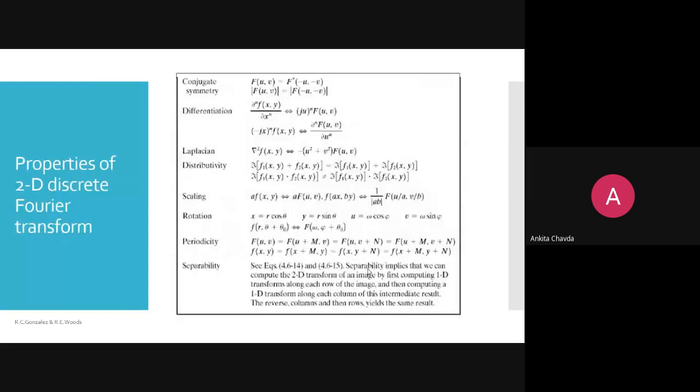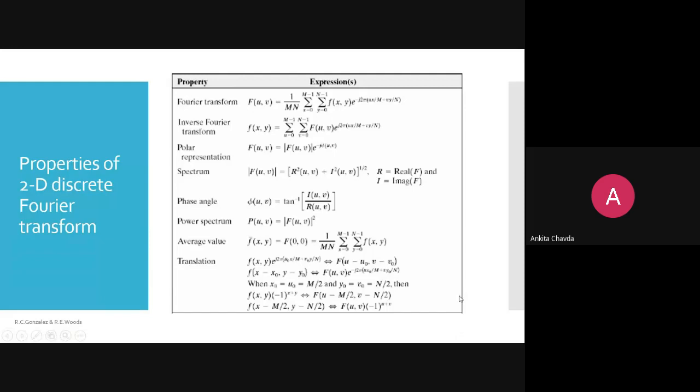So for that, what you need to do is just multiply your value with minus 1 raised to x if it is one dimension. If it is two dimensions, then you need to simply multiply your f of x, y with minus 1 raised to x plus y. That's it. So you can check over here.